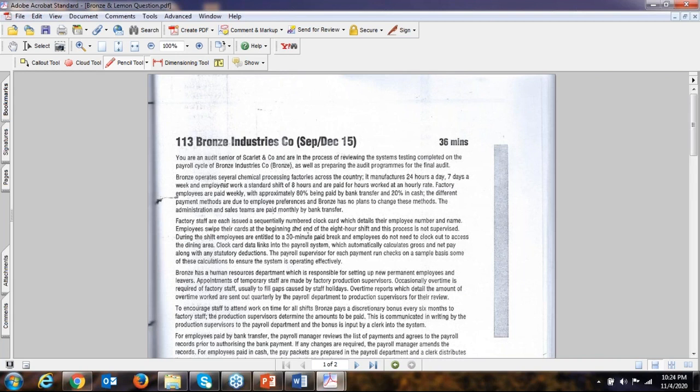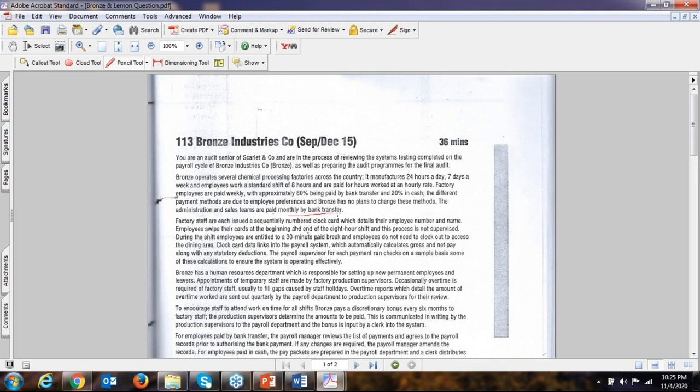Bronze operates several chemical processing factories across the country. It manufactures 24 hours a day, 7 days a week, and employees work a standard shift of 8 hours and are paid for hours worked at an hourly rate. Factory employees are paid weekly, with approximately 80% being paid by bank transfer and 20% in cash. The different payment methods are due to employee preferences and Bronze has no plans to change these methods. The administration and sales teams are paid monthly by bank transfer.